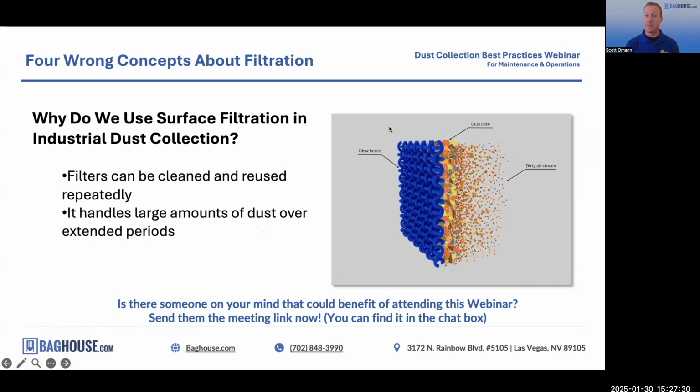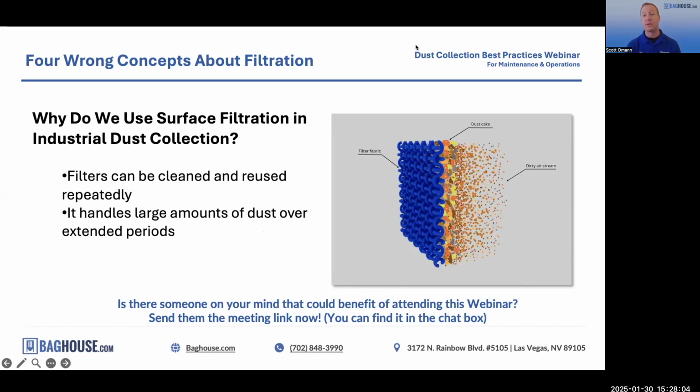Versus depth filtration, our HEPAs or panel filters within our baghouses are able to be cleaned and reused repeatedly. We can get thousands or tens of thousands of cycles out of our baghouse filters, and they're able to handle a very large amount of dust as well, in contrast to our other types of filters. So really, this type of filtration is very efficient, and that's kind of our gold standard when we talk about baghouse dust collection.